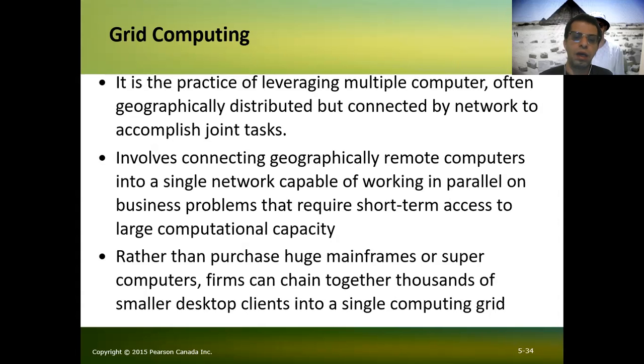Bitcoin. It also involves connecting geographically remote computers into a single network capable of working in parallel on a business platform that requires short-term access to large computational capacities. Rather than purchasing a huge mainframe or a supercomputer, firms can chain together thousands of smaller desktop clients into a single computing grid.